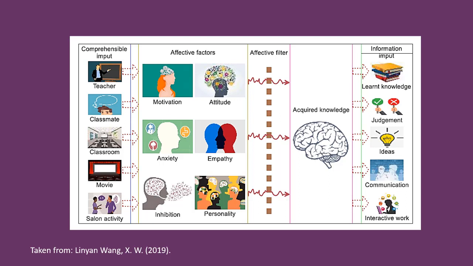Taken from the study, we have this graphic which shows a diagram of the affective filter and how it works. The questionnaire aimed to evaluate the affective factors, which we find here. These are motivation, attitude, anxiety, empathy, inhibition, and personality. Some source of input, comprehensible input, are also present in this graphic. Like, for example, the one that comes from the teacher, from other classmates, from the classroom itself, like in the environment, on the walls, from the board, projectors, etc., from movies, and from activities that are done inside the classroom.